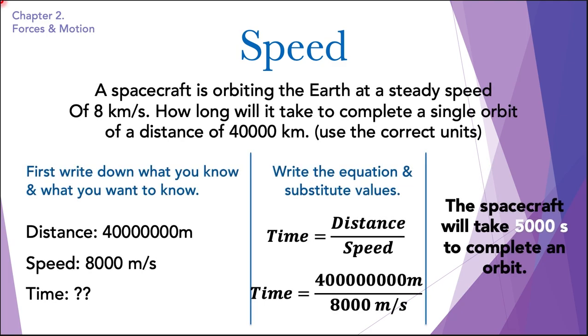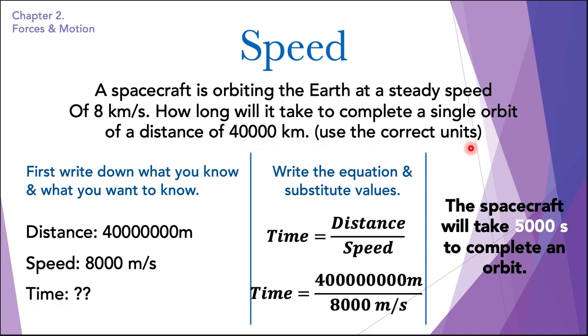So this is a complicated question. Let me read it out. A spacecraft is orbiting the Earth at a steady speed of 8 kilometers per second. How long will it take to complete a single orbit of a distance of 40,000 kilometers?